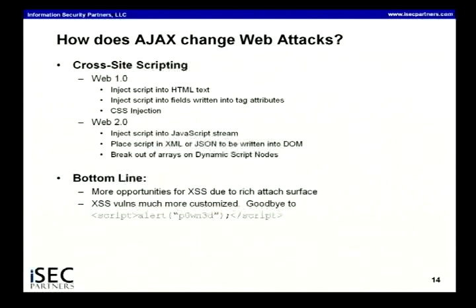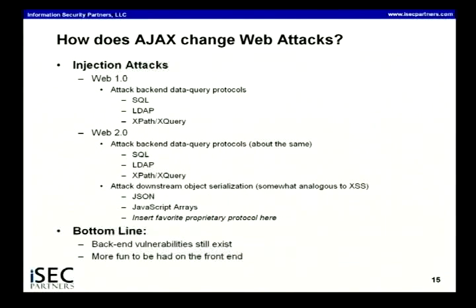So there are a lot more opportunities for cross-site scripting, but in the end, the cross-site scripting bugs are a lot more complicated. They have to be a lot more customized for the app and for the communication method. And so the good old script alert test is not necessarily going to work. But just because you do that on an Ajax app and you don't get a pop-up box doesn't mean that there's not a vulnerability.